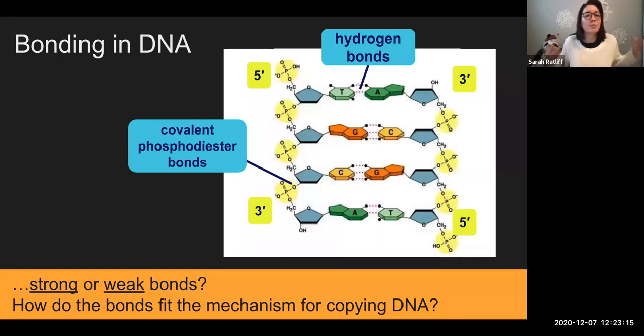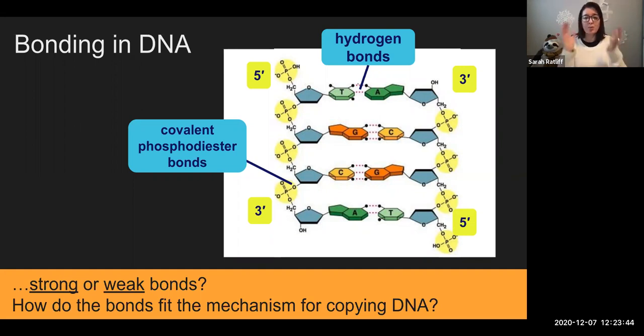All right, let's look at some of the bonds that are happening. In our backbone, those phosphates and our sugars, we have covalent bonds. Why do we want covalent bonds? They're strong, they're so strong. We want a strong backbone. What happens if we don't have a strong backbone? We're just going to get all loosey-goosey and fall apart. Our DNA needs a strong backbone to make sure things are strong and in order.